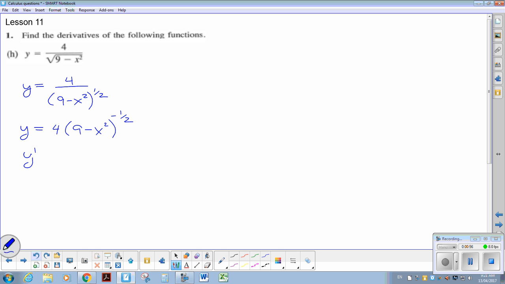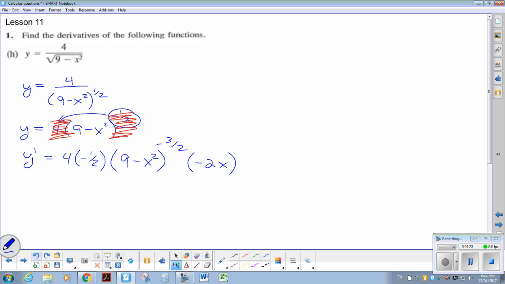So now I can take the derivative. Using our chain rule, negative 1/2 would come down, so 4, and then you'd have the negative 1/2 out front. Do not touch anything inside the brackets. The exponent gets decreased by 1. So what I've done is I've taken the derivative of the outside, the brackets. All that's left to do is take the derivative inside. Derivative of 9 is 0, so I'm left with a negative 2x.